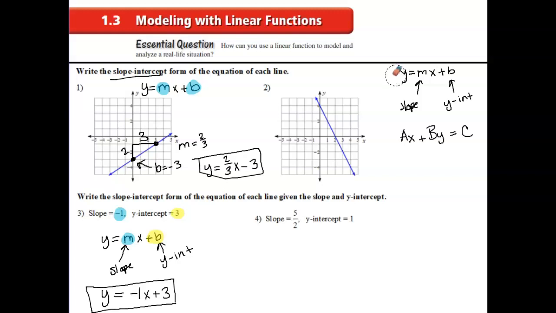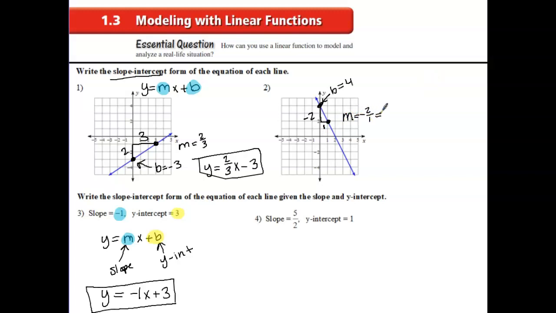In number 2, again, we need to go ahead and find the slope and the y-intercept. I'll start with the y-intercept. Here, I see that the y-intercept b is 4, and I'm going to count the slope to the next point that I see, which would be this point here. So that would be going down 2, so -2, and over to the right 1, which would be a +1. So my slope is -2 over 1, or -2 when I simplify. So y is equal to -2 times x plus 4. And that's the equation for my line.